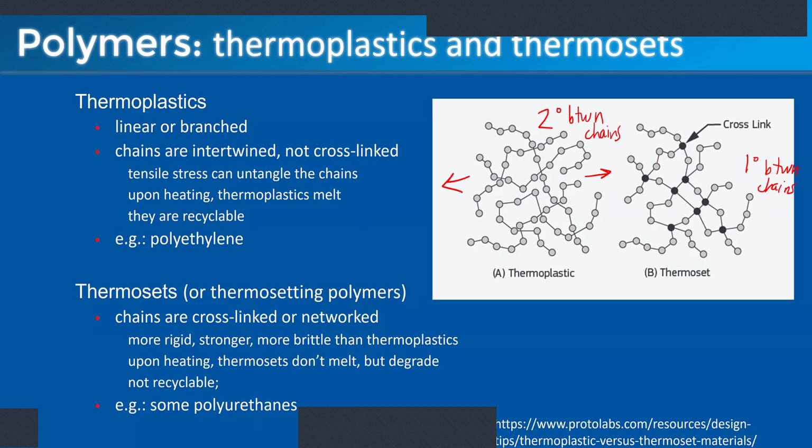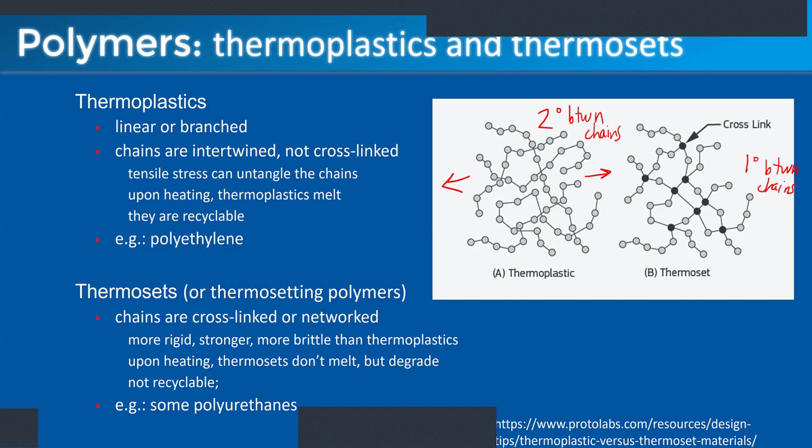But we're going to ultimately have to input a lot more force, a lot more stress to get the chains to slide past one another or the polymer to deform, because we've got primary bonds holding the chains together. So you may want a thermoplastic or a thermoset depending on the application that you are pursuing.